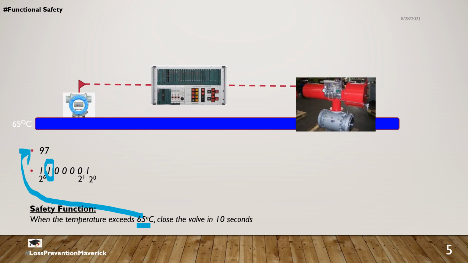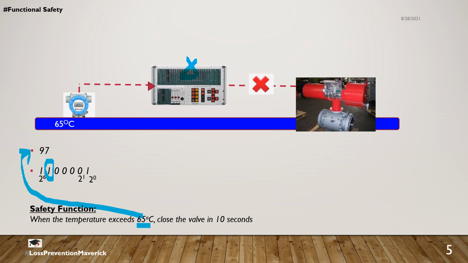So now the logic solver, according to the logic solver, there is no 65, it is 97. So now what happens during operations? Yes, the process variable touches 65, the temperature transmitter does its work, sends it to the logic solver. However, according to the logic solver, the condition was that when it touches 97, close the valve. So it has not touched 97, and it does not then translate to close the valve.